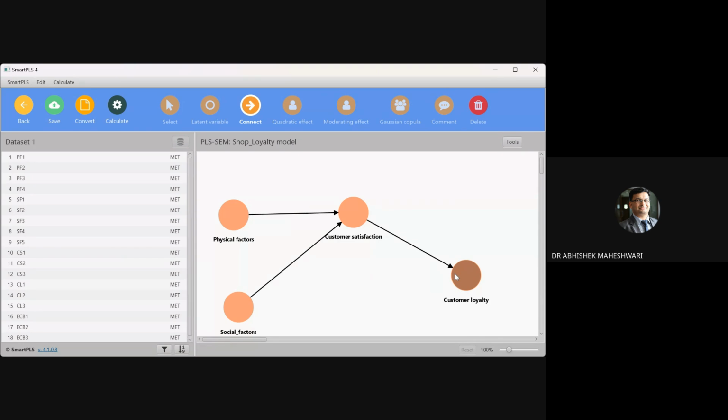Madam, when I try connecting it, it disappears automatically. You have to try a little, sir. Otherwise, when I leave the mouse, it disappears. Yes, sir. You need to hold it for some seconds. Hold the mouse, start from the first variable from where you are connecting, and then drag and go to the second variable. Done. Okay, now working on it.